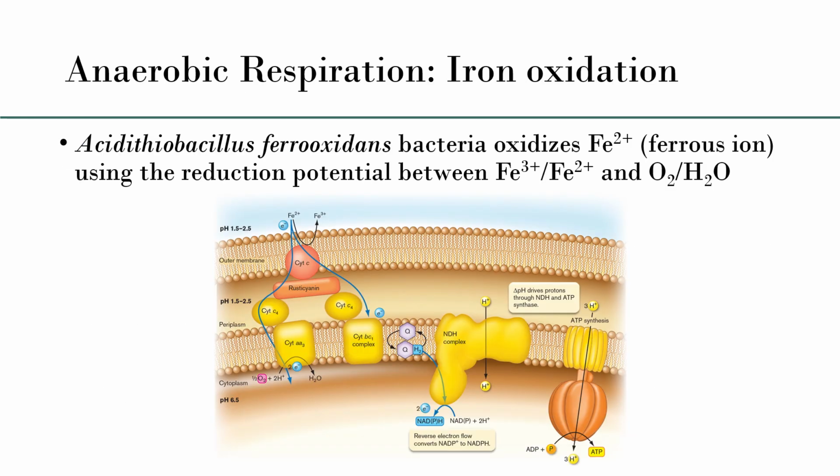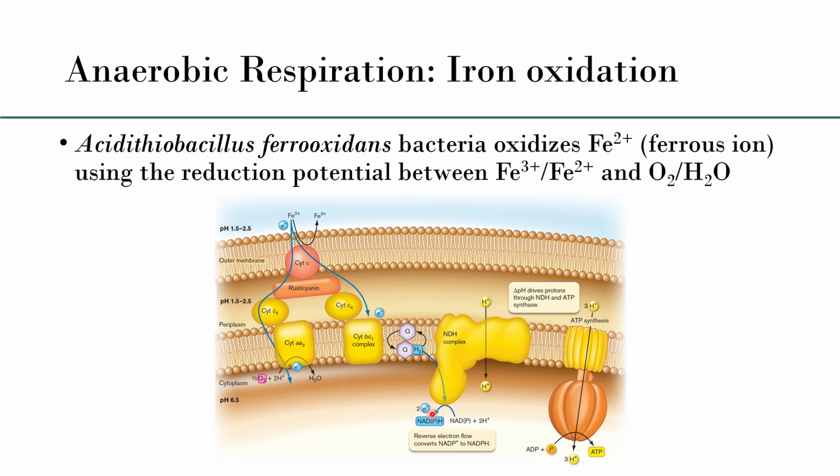There's another form of anaerobic respiration, where they can actually use iron oxidation. This bacteria here, Acidithiobacillus ferrooxidans, sometimes these words are crazy. This bacteria takes iron in the Fe2+ form, that ferrous iron, and oxidizes it and does an alternative electron transport chain as a result.